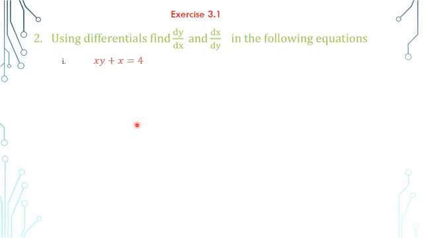Now, question number 2. Use differential to find the values of dy by dx and dx by dy. First part is xy plus x is equal to 4. Here, two functions are in the form of product. So, we will use product rule.